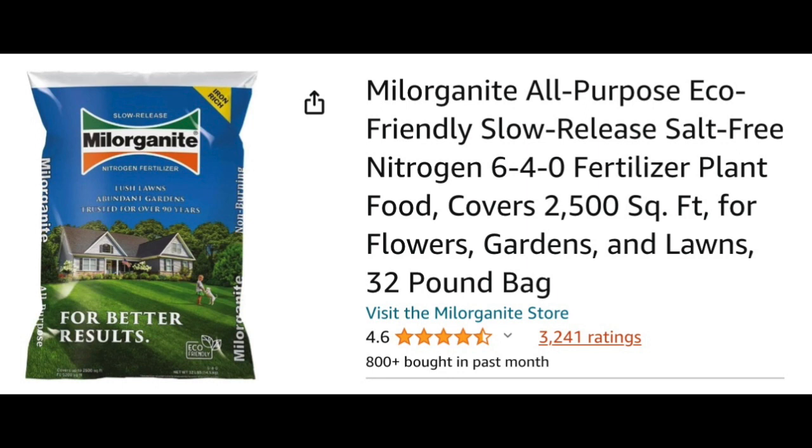In the event that nitrogen is needed, Milorganite or any slow-release nitrogen would be better than those nitrogen blitz fertilizers that you might sometimes see marketed.